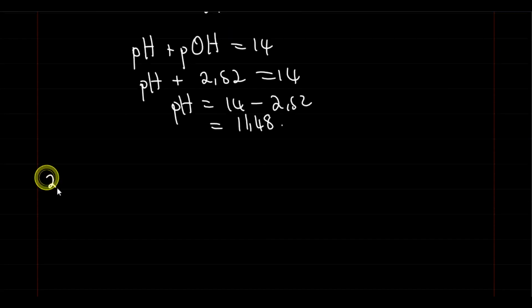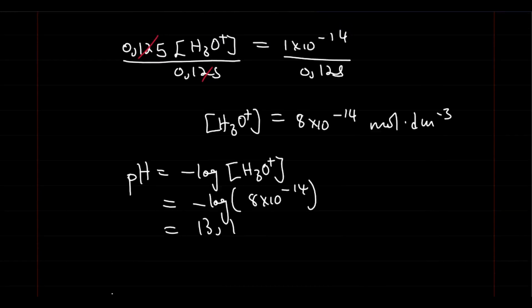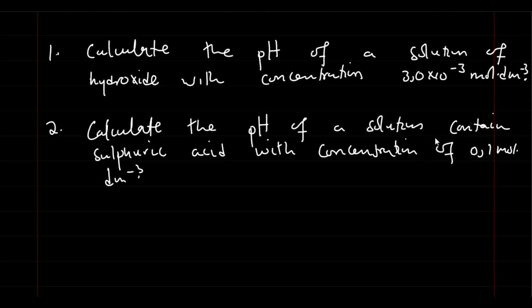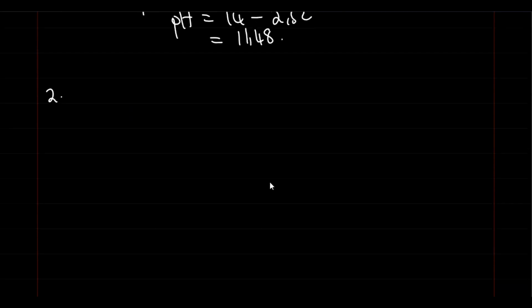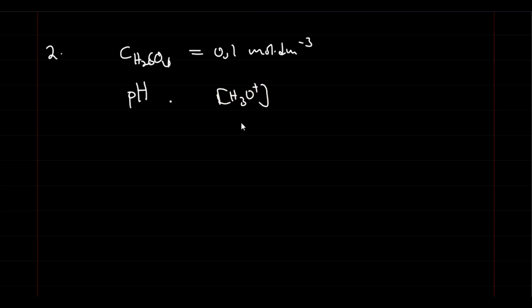So number two, what is the question asking? Calculate the pH of a solution that contains sulfuric acid, with a concentration of 0.1 mole per dm cubed. Okay, so now we are given the analytical concentration of sulfuric acid. What are we required to calculate? We are required to calculate pH, right? And pH can be calculated from the concentration of hydronium ion, isn't it? So now what are we going to do? We need to know how much is the concentration of hydronium ion in this sulfuric acid.